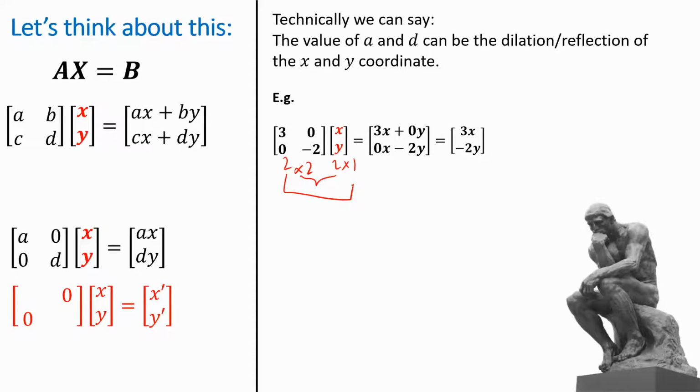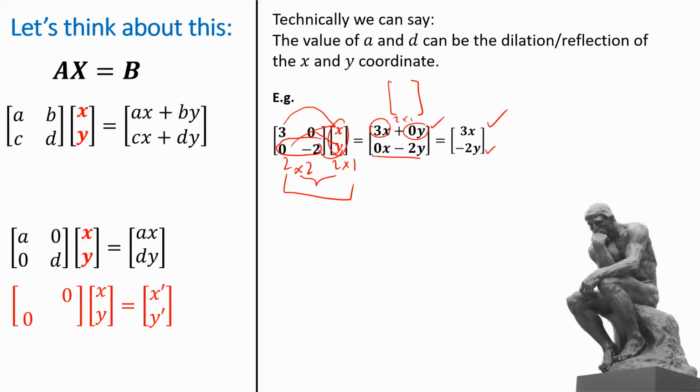Ending result should be a 2 by 1. So the ending result should end up being a 2 by 1. So 2 rows, 1 column. So we follow it. We go 3 with the x, 0 with the y, and that's what I've done here. 3 times the x plus 0 times y. That gives you 3x. If I follow the second one, row 2 times column 1, you do 0 times the x, negative 2 times the y. And that's what I've done over here. That now gives you negative 2y.